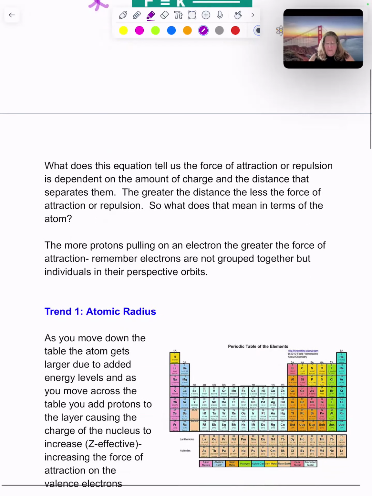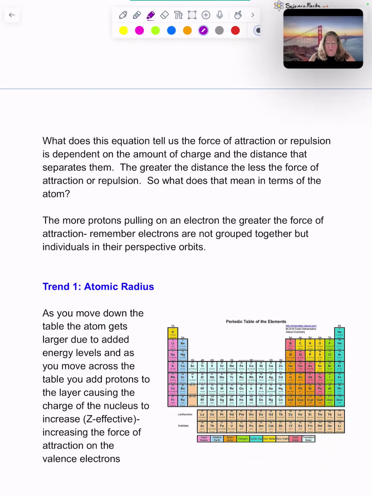So what does this mean in terms of the atom? The more protons you have pulling on an electron, the greater the force of attraction. Remember, the protons are all grouped in one place, that nucleus. The electrons are independently going around the cloud. So we're talking about how that group of protons is pulling each independent electron. The ones that are closer to the nucleus are going to feel more force than the ones that are further away. And that is the key trend for atomic radius.